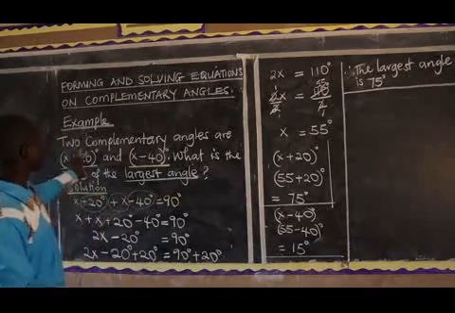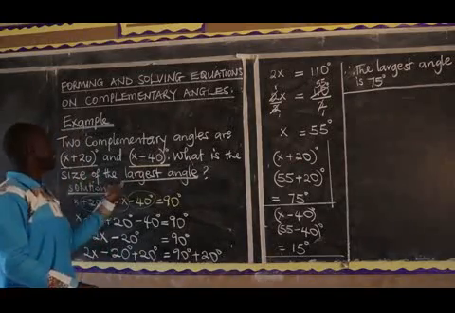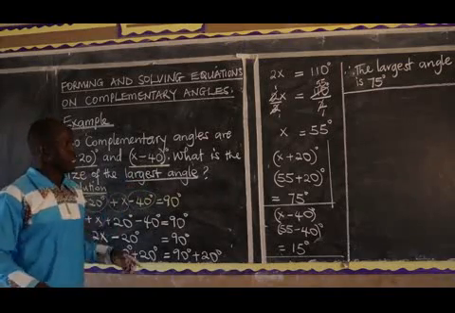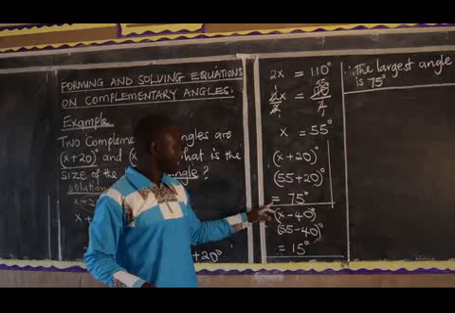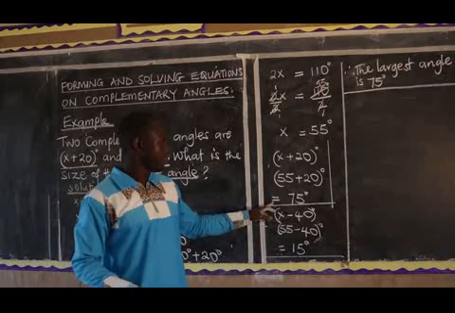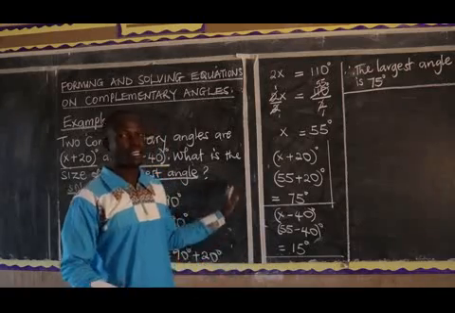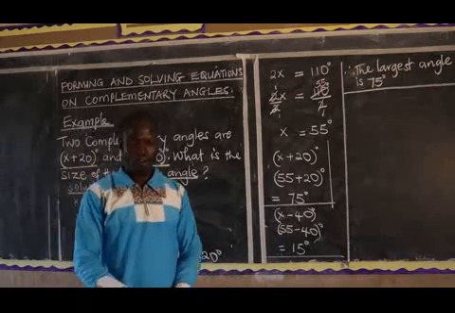At times in this question, we can also ask you to find the size of each angle. When we put here the word each, it means we want you to get for us this angle, 75 degrees, and then also get us this angle, 15 degrees, and you end there. You will have got the size of each.